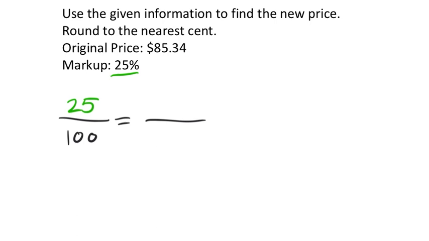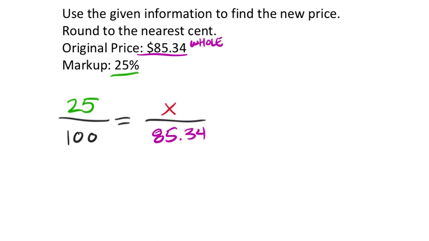Next up, it tells us the original price. Okay, so the original price is the whole price. Everything is based off of the original. So if they didn't give us an original, then we would have to have an X down here. But the original is the same as the whole. Everything is based off the whole, which always is in the denominator of that second fraction. $85.34. What we're looking for is this X.